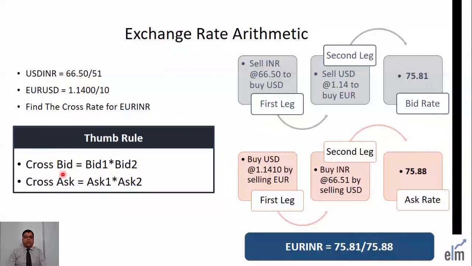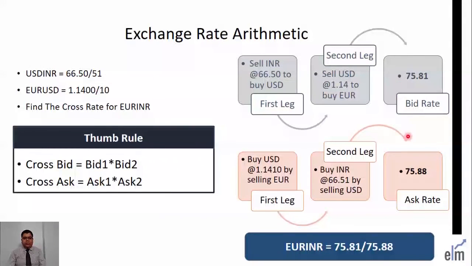While we are finding out the cross bid, we just multiply bid 1 with bid 2. So the left sides we multiply and we come to the cross bid. When we try to find out the cross ask, we multiply the right hand sides, which is 66.51 and 1.1410. That is exactly what we did over here. So that is the thumb rule that you can follow.